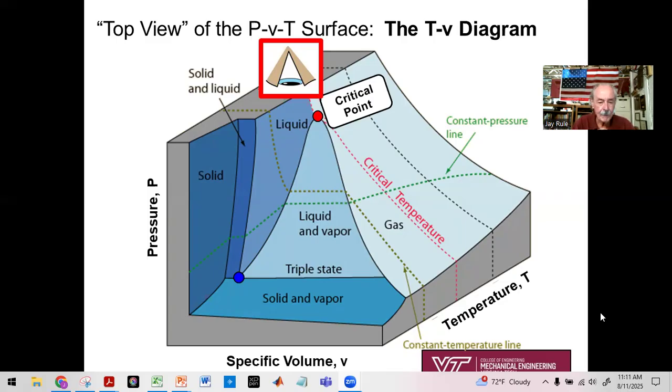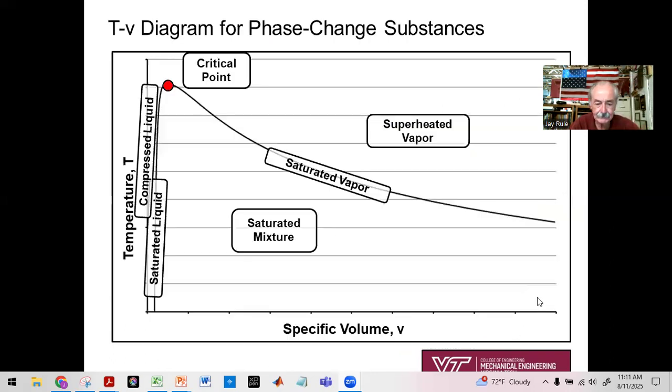It is my hope that you're going to use the PV diagram for vapor domes for phase change substances the most. But here's another type of diagram that your instructor may be getting to use as well. What about looking down on this 3-dimensional plot? If you look down on it, you're not going to be able to see the pressure axis. You're going to see temperature axis and specific volume axis. So if you're looking down, here's what you'll see.